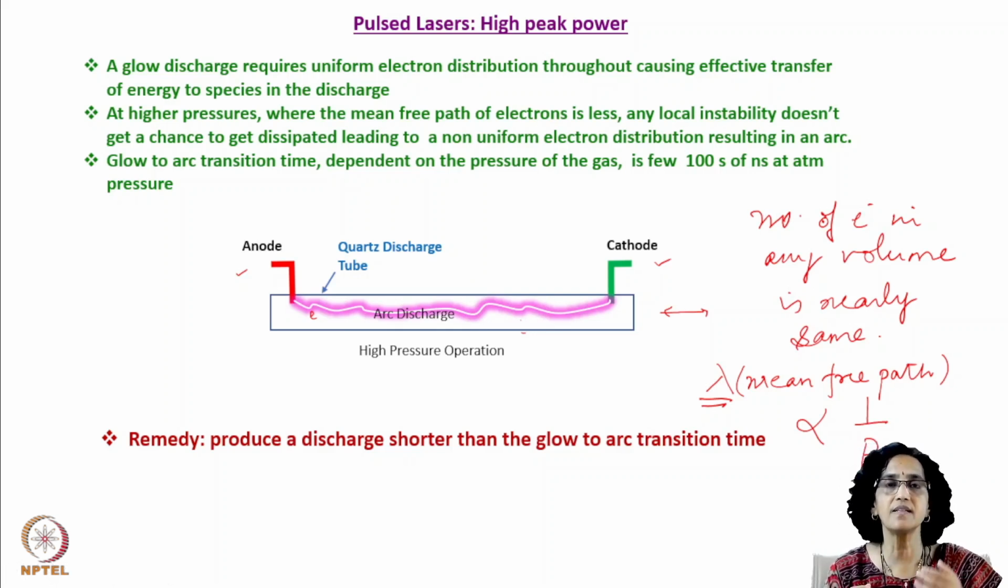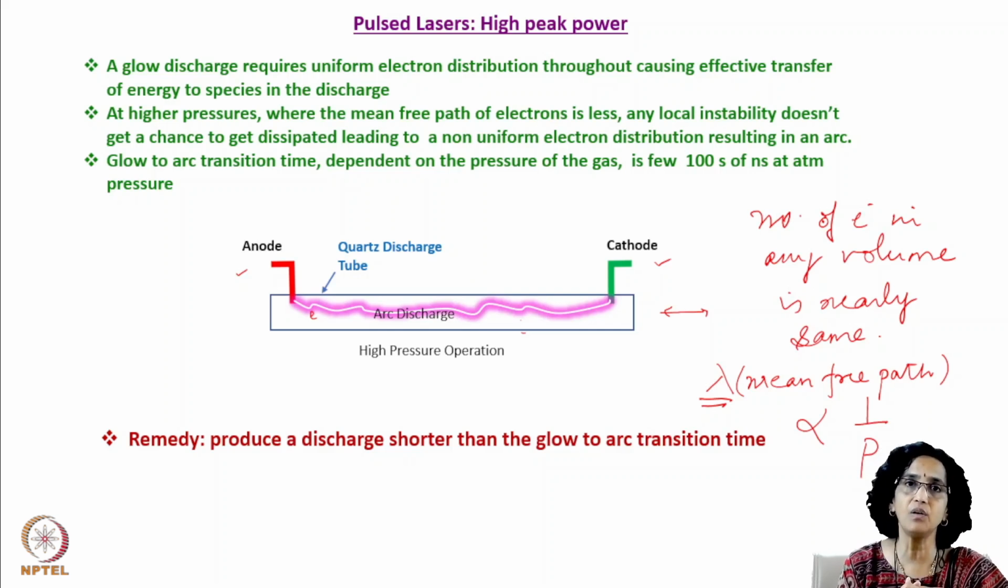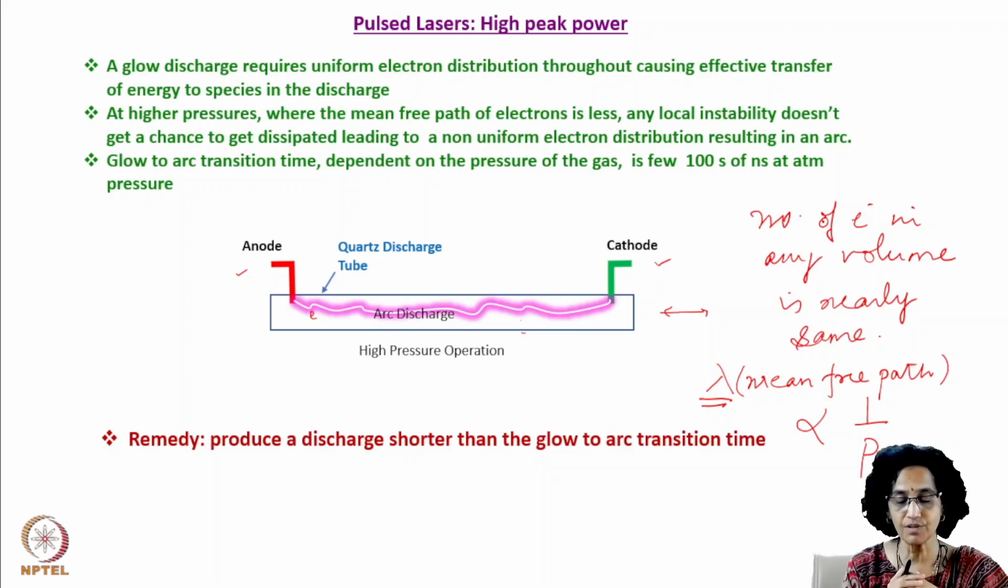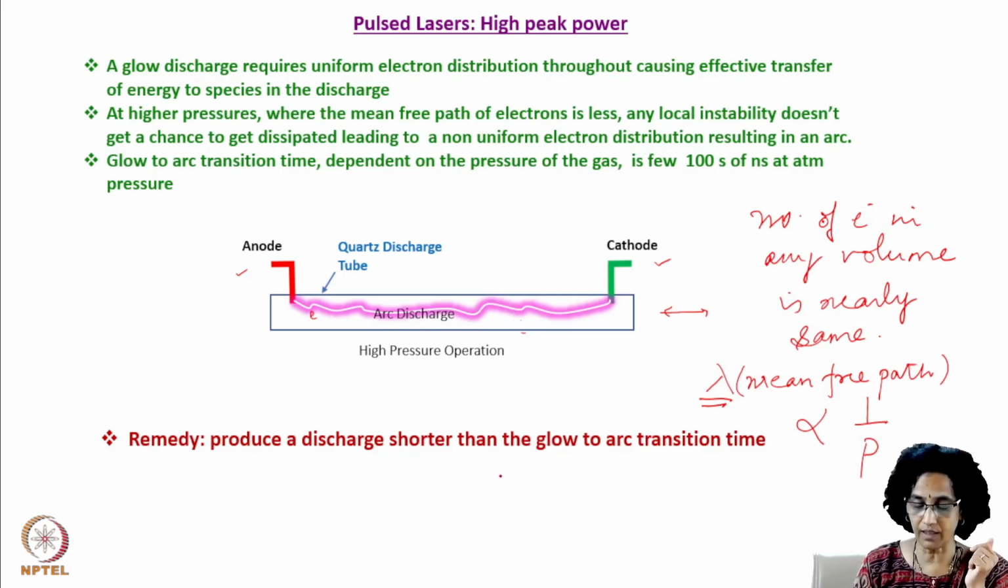So the efficiency of excitation is extremely low. So this will be a highly lossy system, and therefore the gain can never be met, and therefore you cannot have lasing. So at high pressures, to avoid this arc discharge, this glow to arc transition.